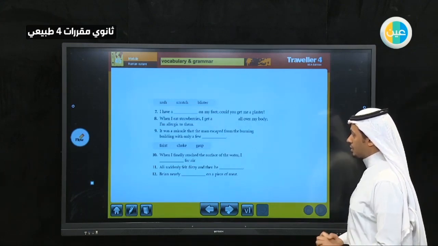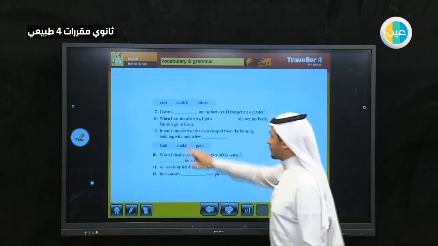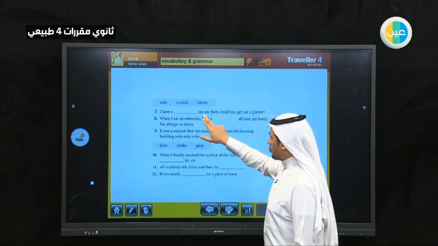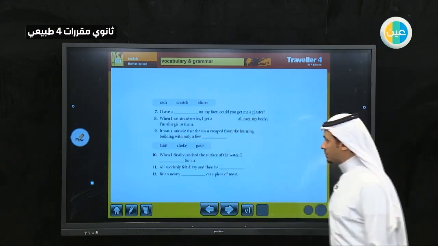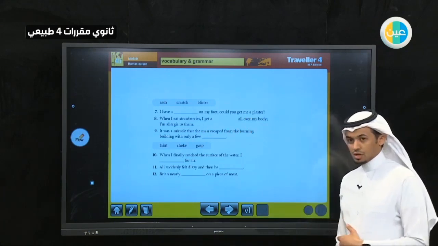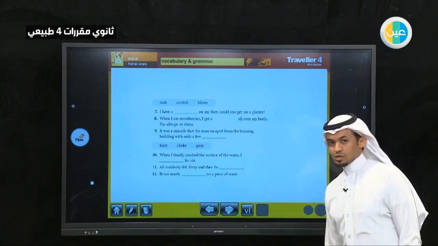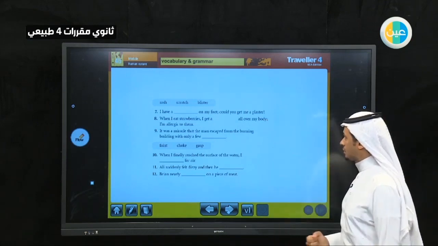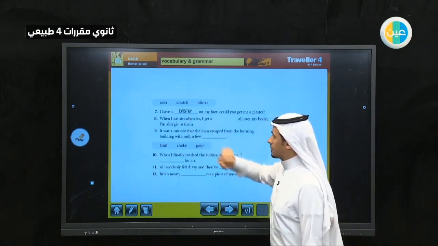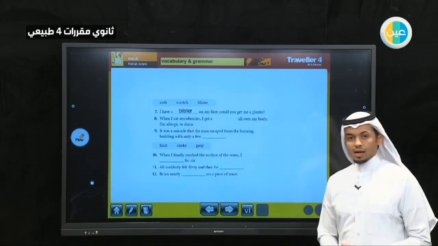Let's read the sentences. I have a blister on my foot. Could you get me a plaster? So he has something on his foot, and that's why he needs the plaster. It is a blister.